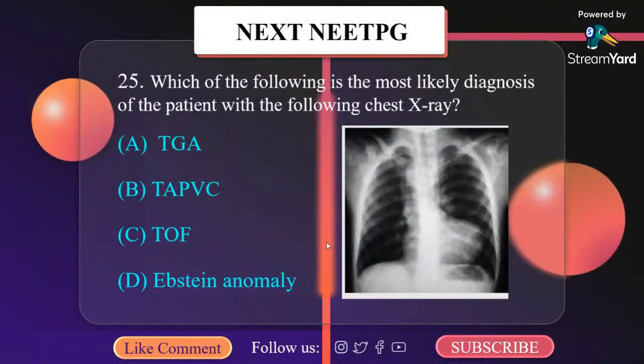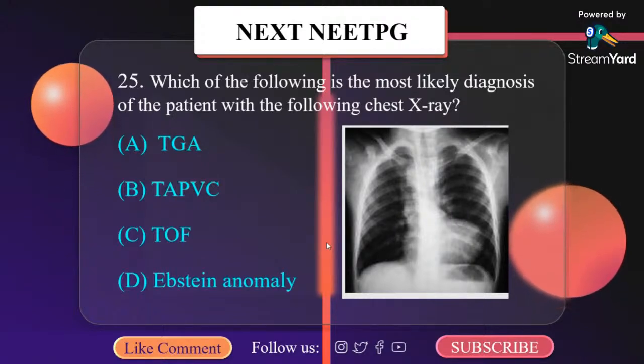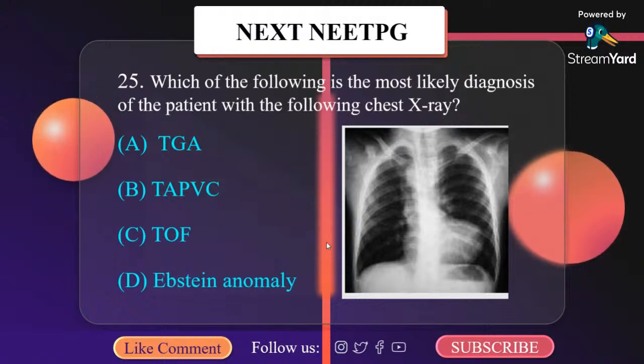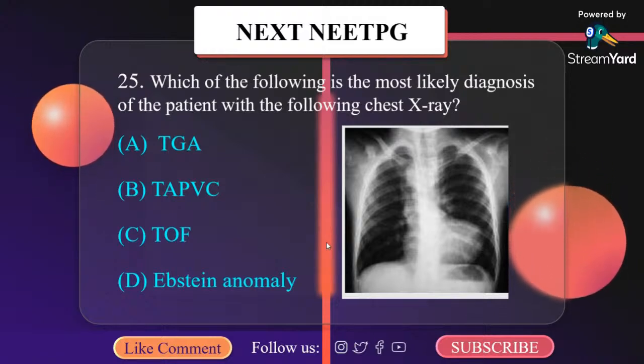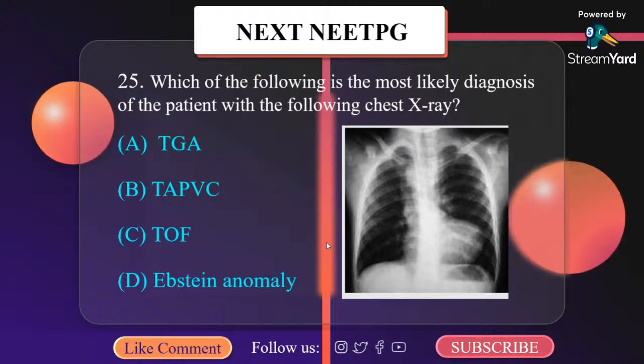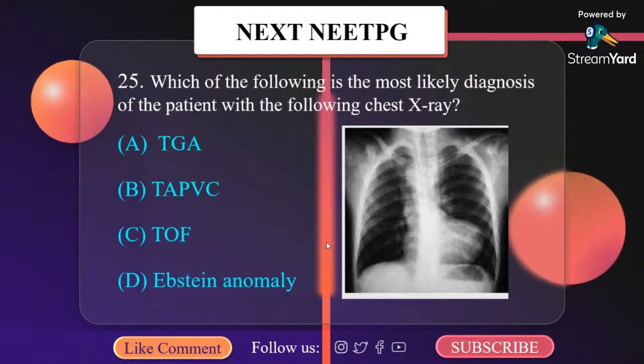Which of the following is the most likely diagnosis of a patient with the following chest X-ray? A. TGA, B. TAPVC, C. TOF, D. Ebstein anomaly. Now look at the X-ray very carefully. What do you see? Here you see a boot-shaped heart.